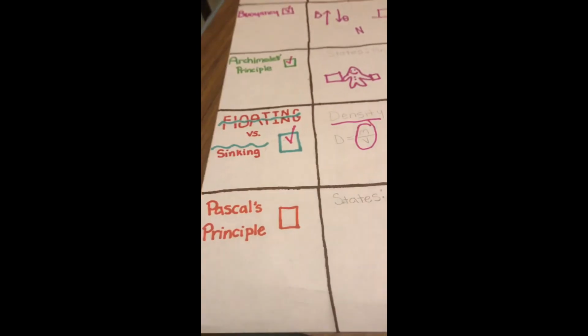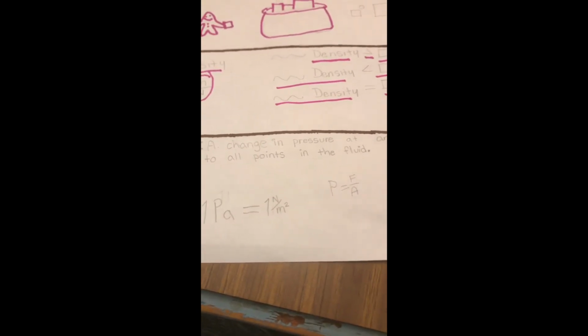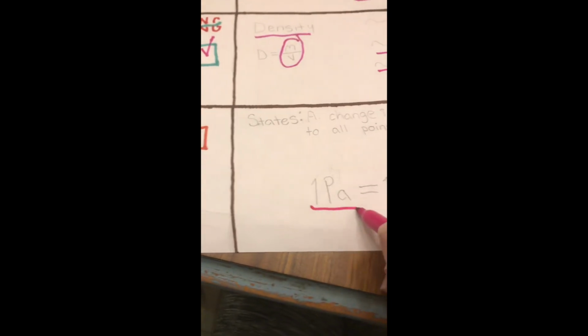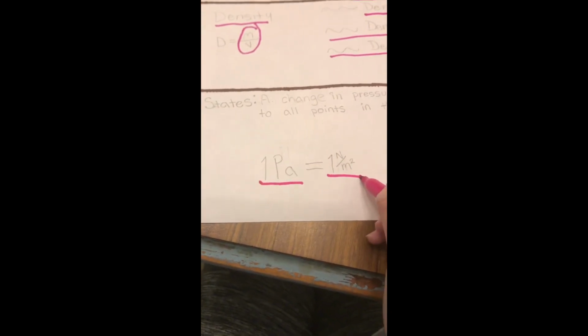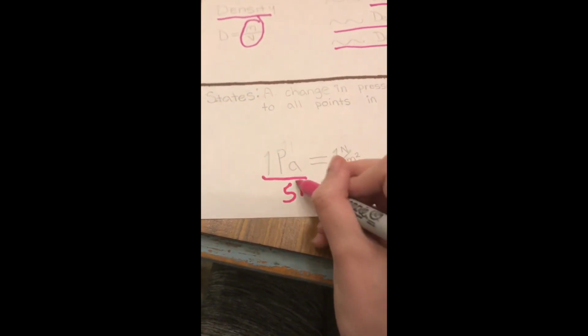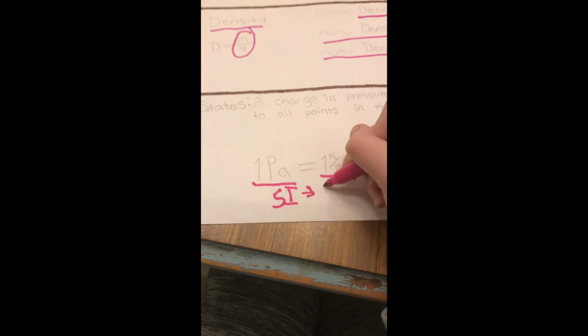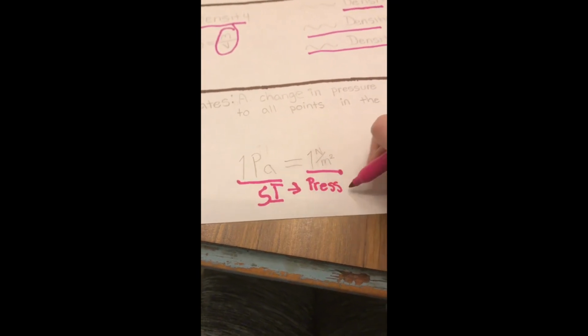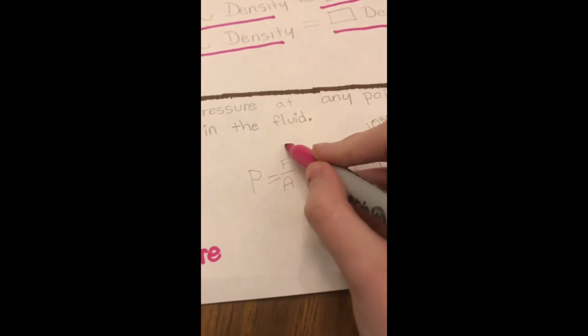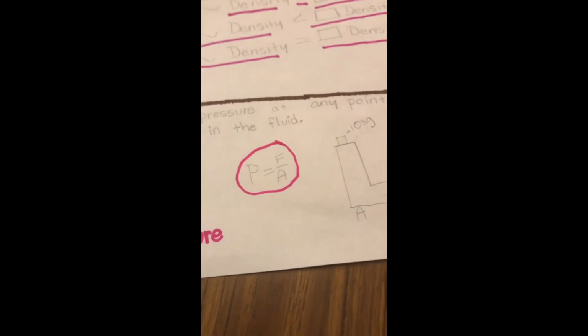Now we're going to cover Pascal's principle, which is the final thing in our board. Pascal's principle states that a change in pressure at any point in an enclosed fluid at rest is transmitted undiminished to all points in the fluid. Now, 1 Pascal is equal to 1 Newton per meter squared. Pascals are actually the SI unit used for pressure. Now, pressure, as we remember from the top, equals force over area.